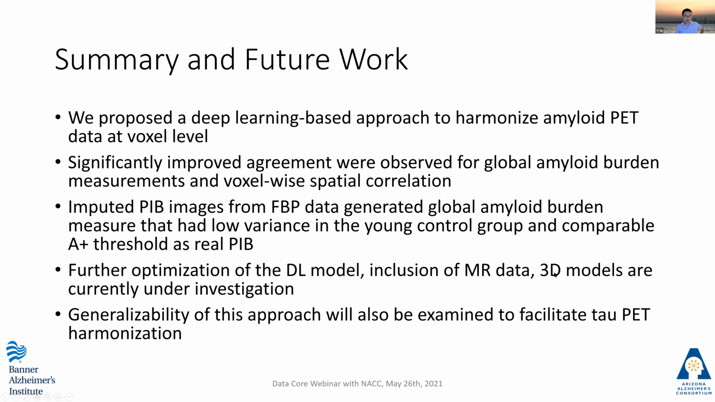So in summary, we propose a deep learning based approach to harmonize amyloid PET data at a voxel level. We demonstrate that it significantly improved agreement in both global amyloid burden measure and voxel-wise spatial correlation. We further confirm the generalizability using a separate independent data set. And we also saw real world improvement in terms of amyloid positivity cutoff definition.